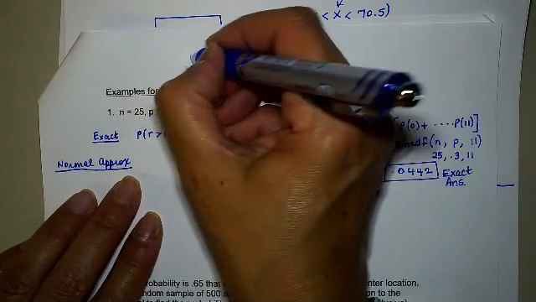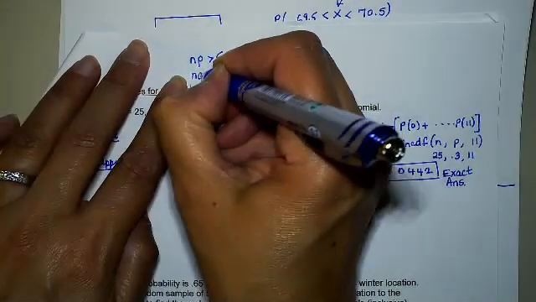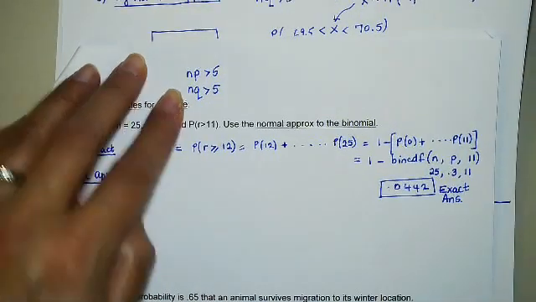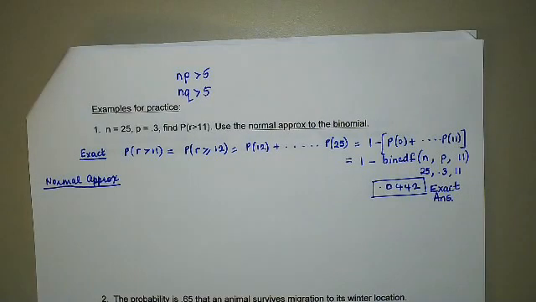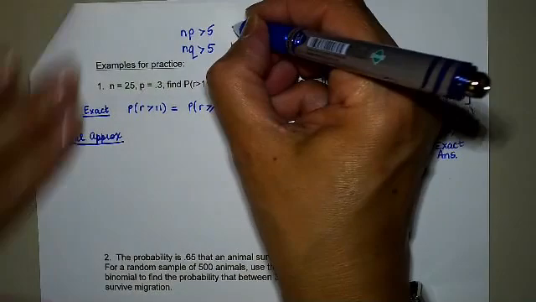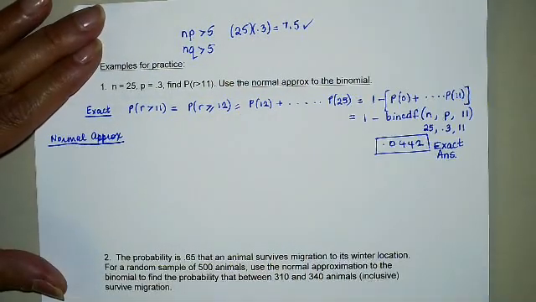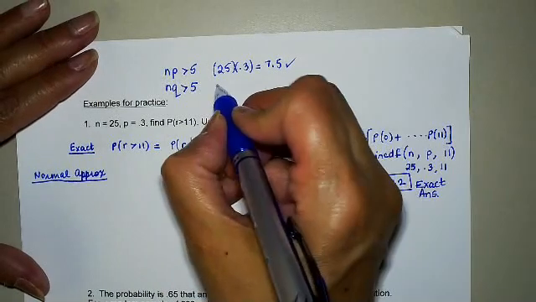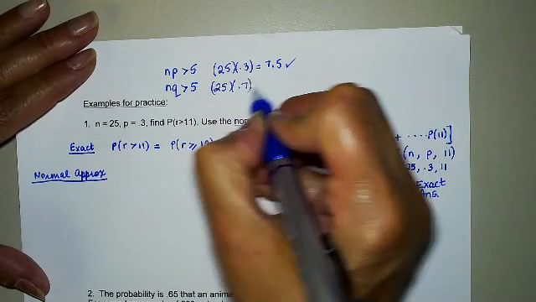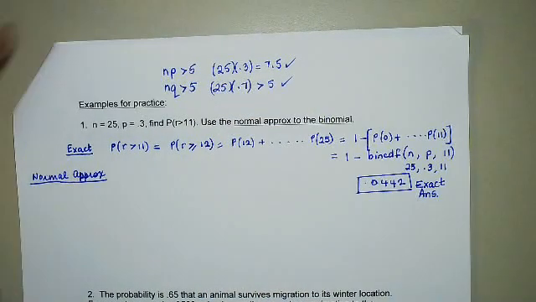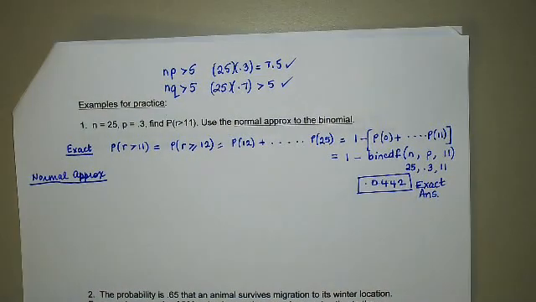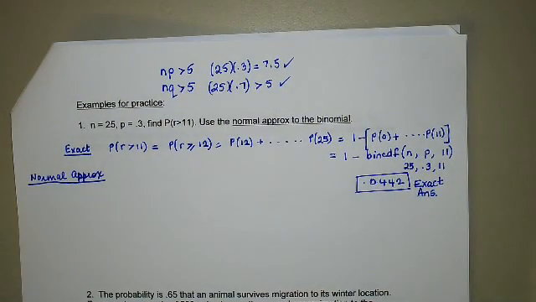Next, I'm going to do this by normal approximation. So first we have to check to see if NP is greater than 5 and NQ is greater than 5. If it's not, then I cannot do any of this. So N times P, 25 times 0.3 is 7.5. So that one's greater than 5. And 25 times 0.7 is also greater than 5. So both of them are greater than 5. So I can continue.